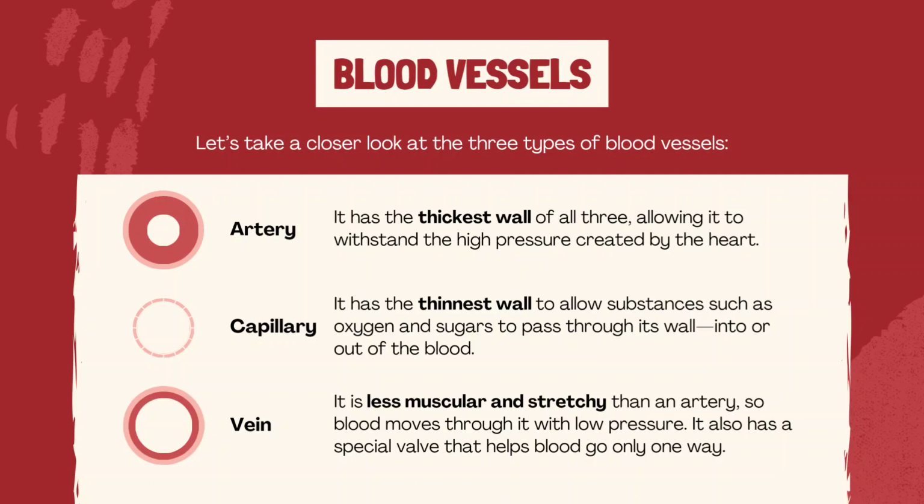The artery. It has the thickest wall of all three, allowing it to withstand the high pressure created by the heart. Capillary. It has the thinnest wall to allow substances such as oxygen and sugar to pass through its walls into or out of the blood. Vein. It is less muscular and stretchy than an artery, so blood moves through it with low pressure. It also has a special valve that helps blood go only one way.